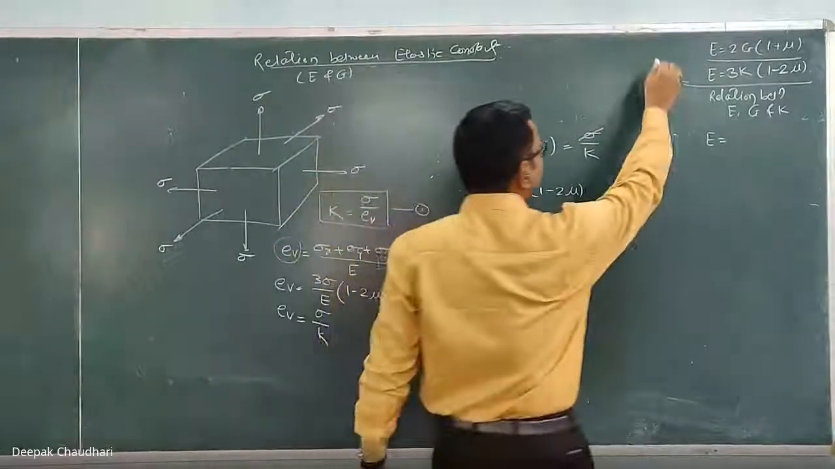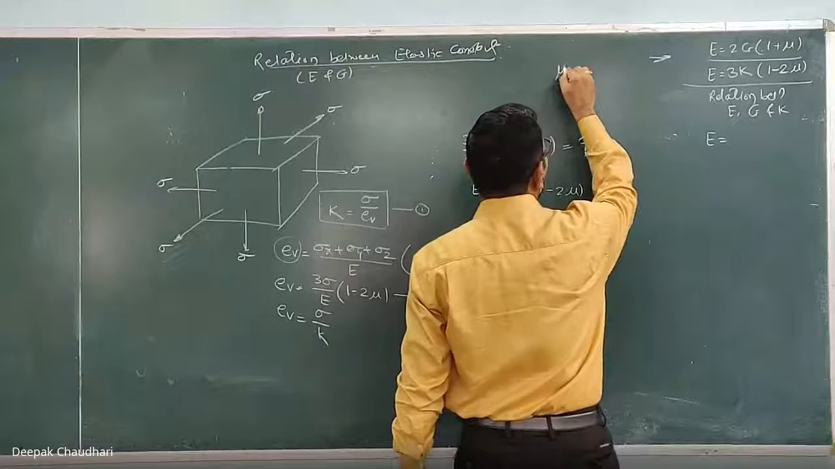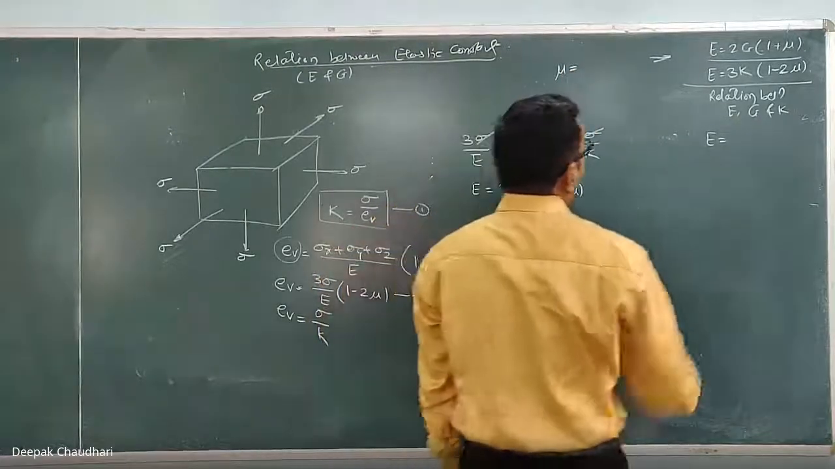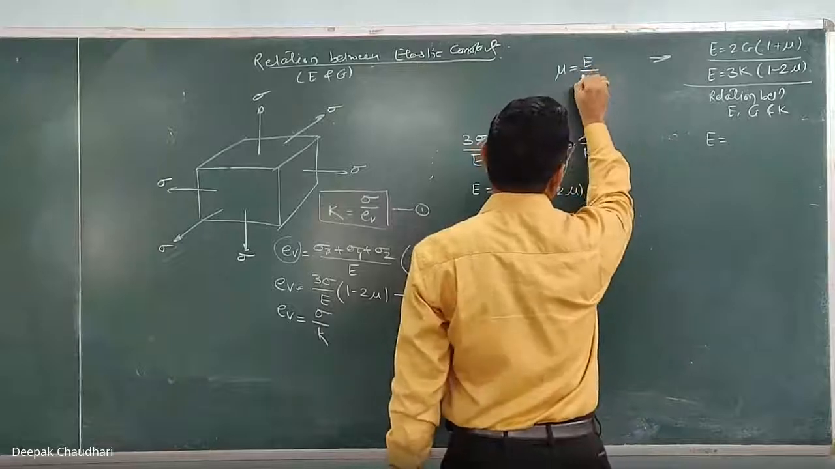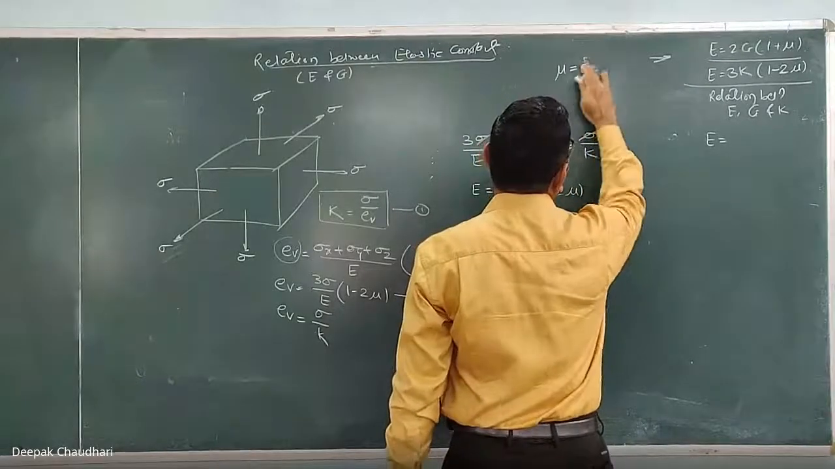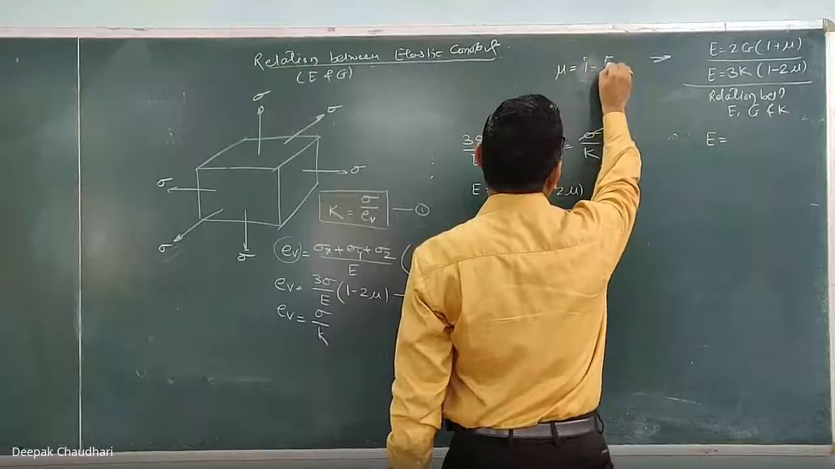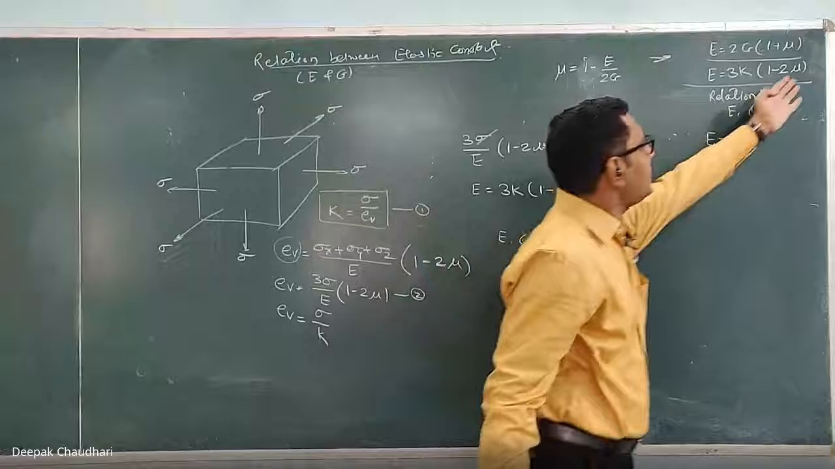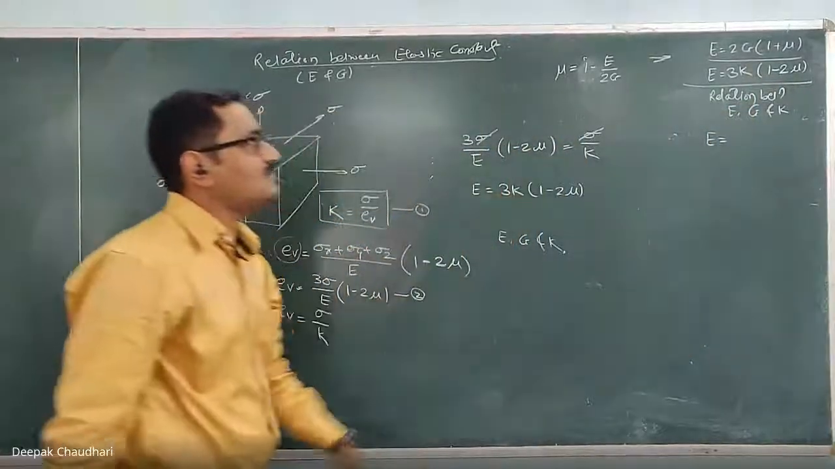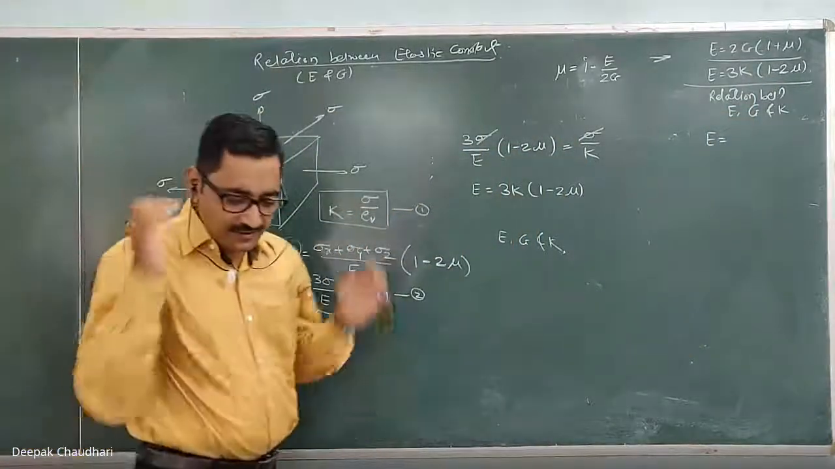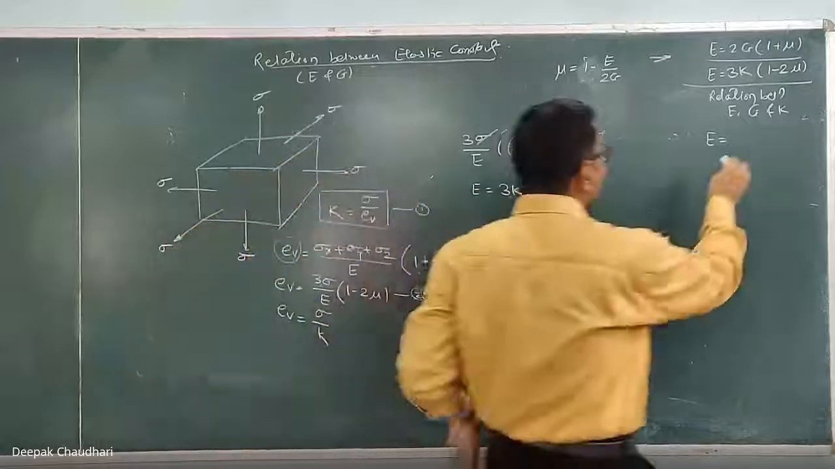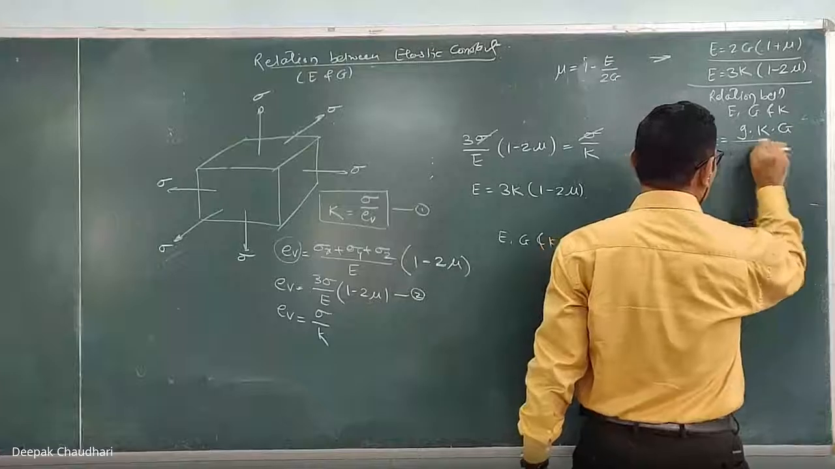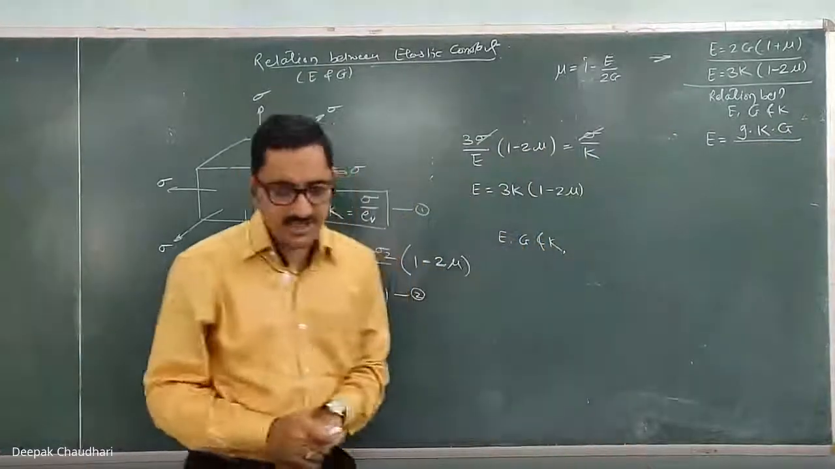What you have to do is take the value of mu from this equation in terms of E and G. What will that be? It is E upon 2G minus 1, or 1 minus E upon 2G, somewhat like this. If you substitute here and simplify again, you will get the relation between E, G and K. And the final relation is E equal to 9 into K into G upon 3K plus G.